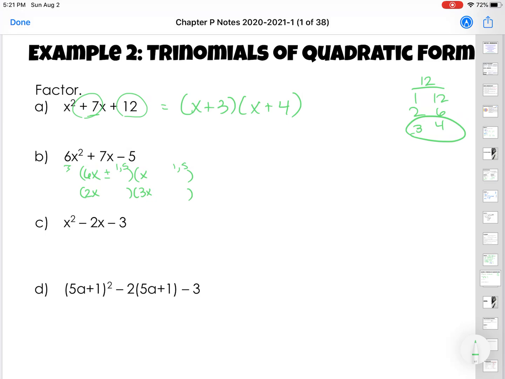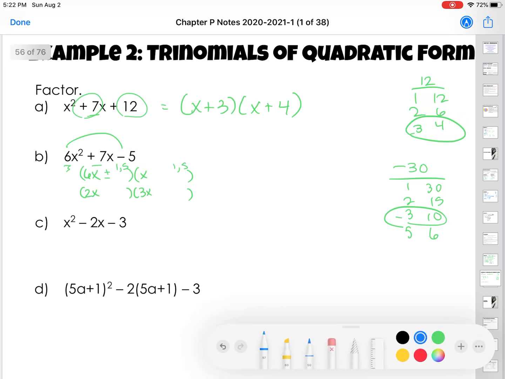So I'm going to show you a trick, and it is just a trick. If you want to do it the long way, guess and test, it's fine. 6 times negative 5 is negative 30. Similar to the first problem, what multiplies to negative 30 and adds to the middle? 1 and 30, 2 and 15, 3 and 10, 5 and 6. One of them has to be negative to multiply to negative 30. We also want it to add to positive 7, so if we use 10 and negative 3, that'll take care of it. This is where it becomes a trick.